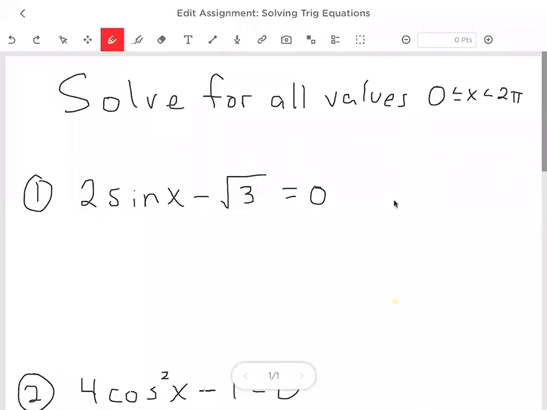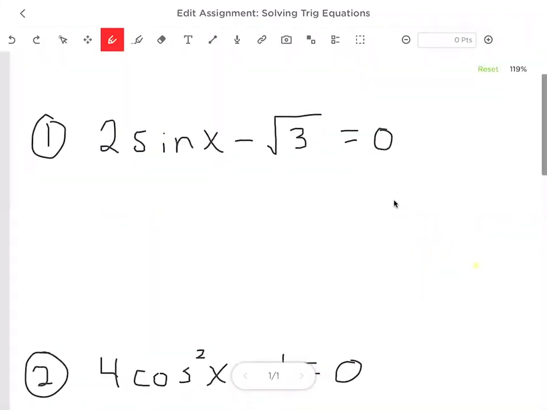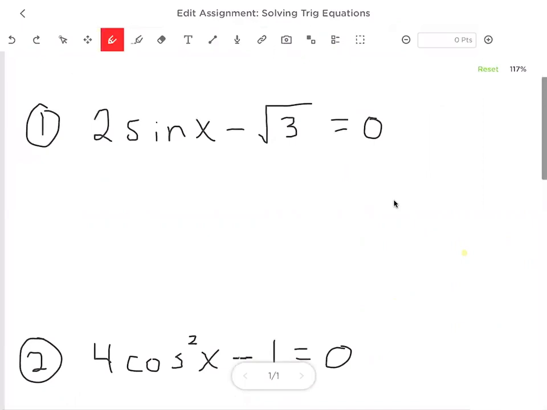All right, I'm going to go over the class quiz here. So let's go up to the first problem. You guys did really well with the algebra part. You know, we move this guy over and divide by 2. And so we get the sine of x is equal to root 3 over 2.